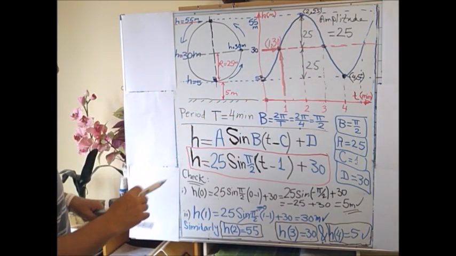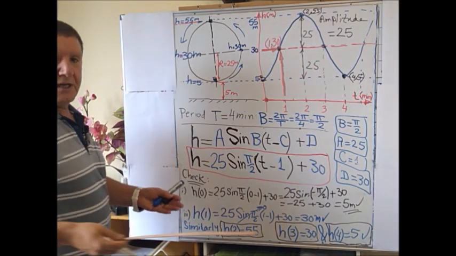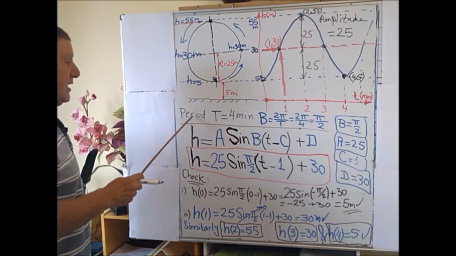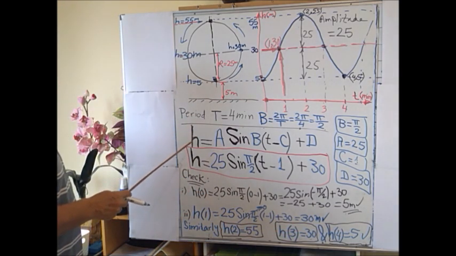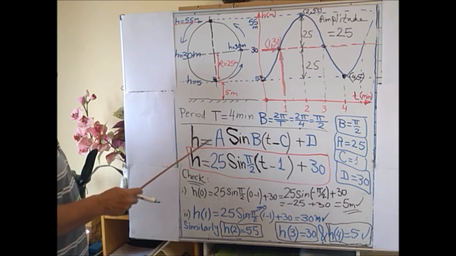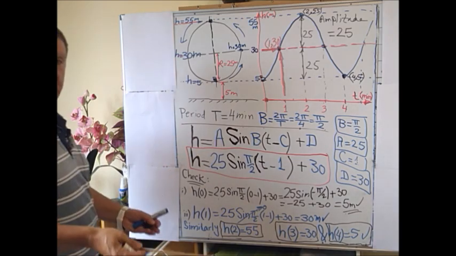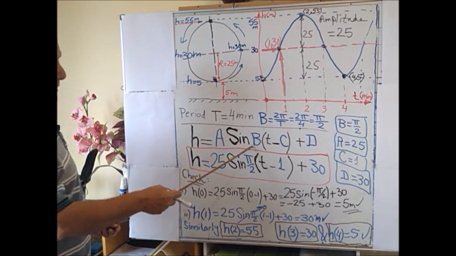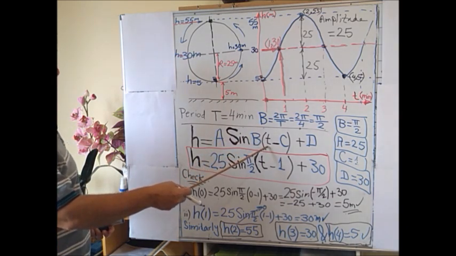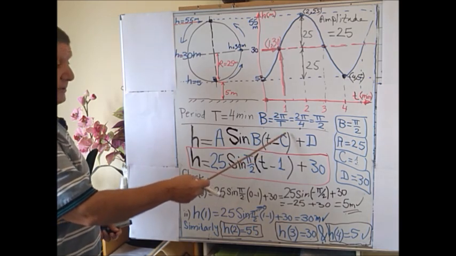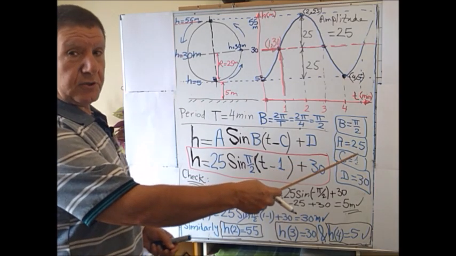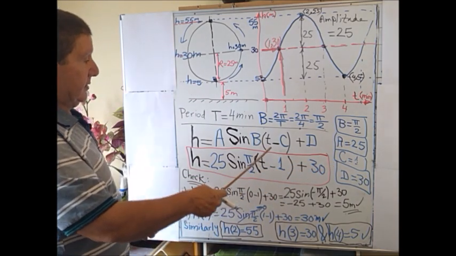Let's see how we find the sine equation. As we said, the height is given by this general formula: A sine of B times the variable t, that is time in this case, minus C, all inside the sine, plus D, the constant.